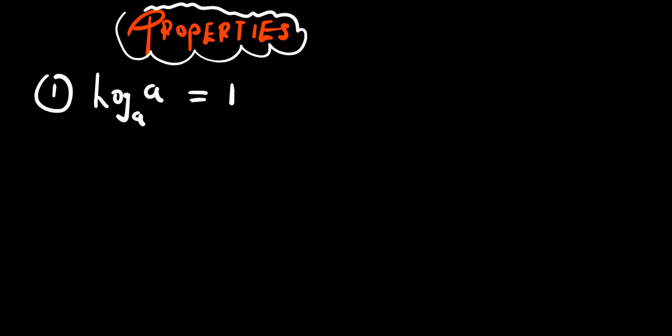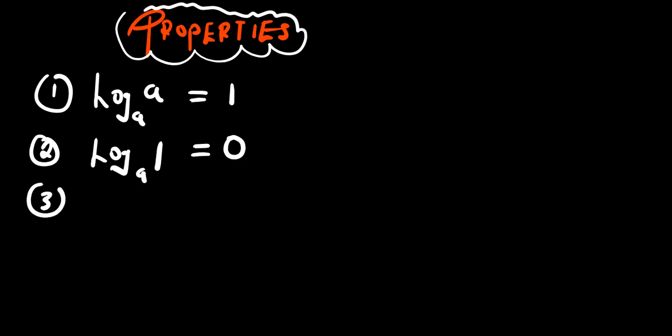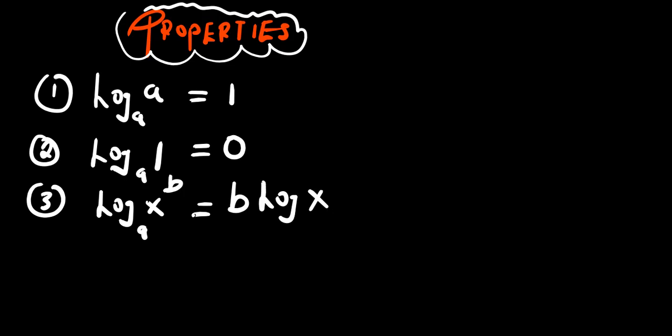Then rule number 2 that you are supposed to know is that the log of 1 is always 0. This is very important also for you to know. Then rule number 3 is that if you are given a log, let's say log of x, the base, let's say it's a, and this x has a power, let's say b, the power is going to drop. You are going to have b times log of x in base a. This is very important for you to know.